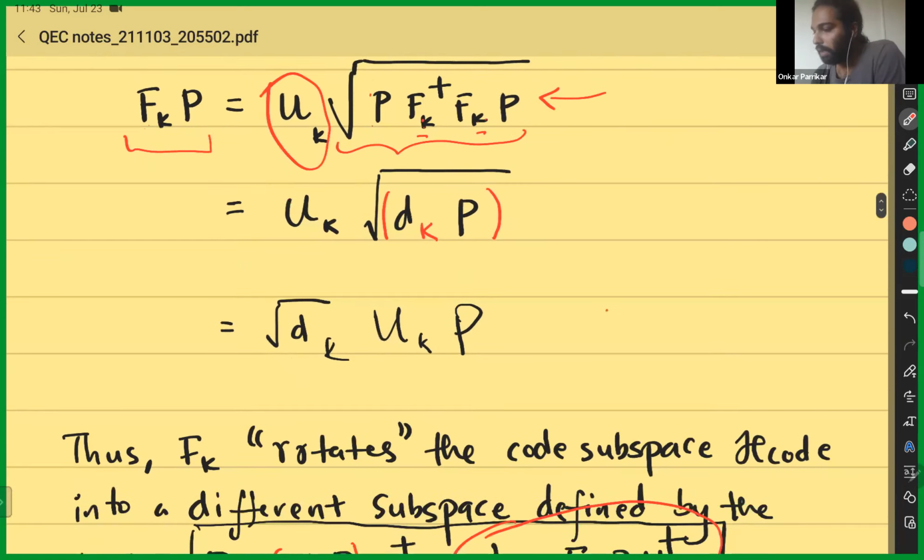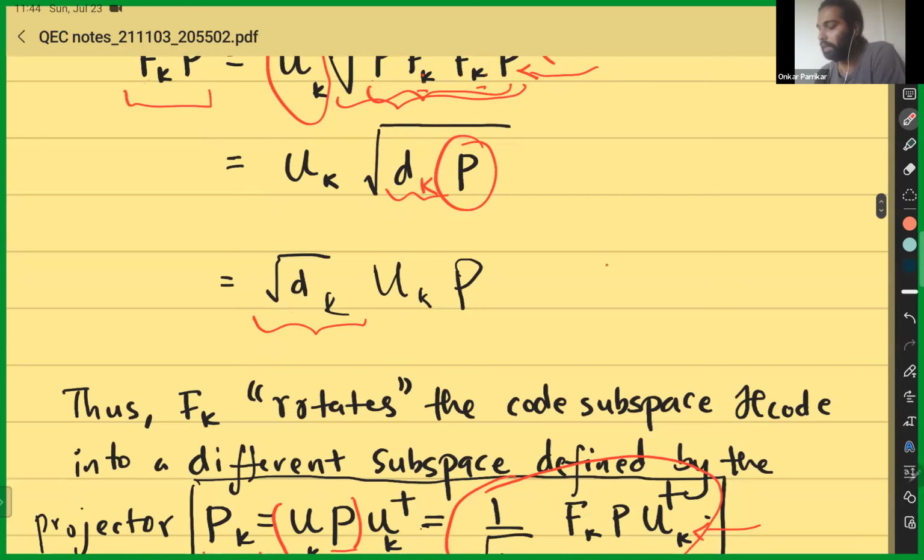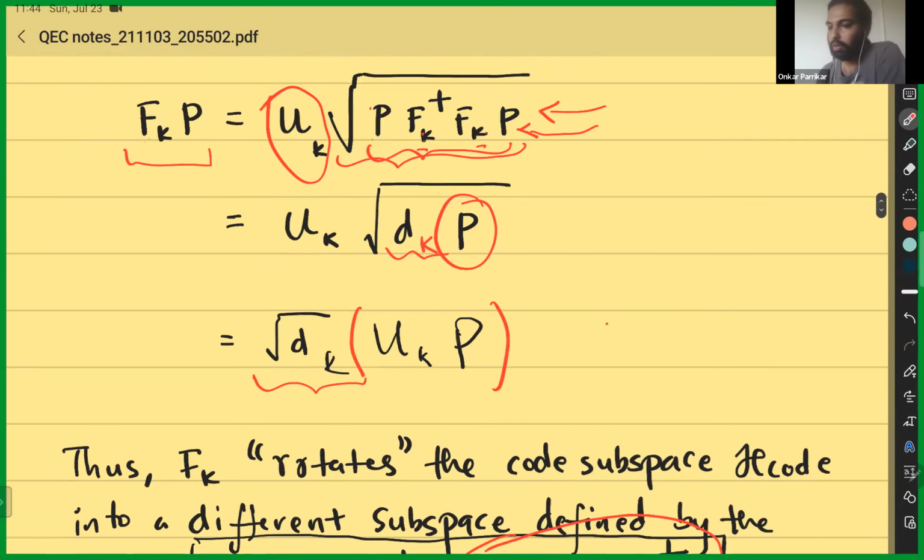So now using the Knill-Laflamme conditions, the thing inside the square root is proportional to the code subspace projector. There's a number sitting out front, which is the element of the diagonal matrix, square root of g_k, but that number is not going to concern us too much. What we learn is that the action of f_k on the code subspace projector is to basically rotate it.